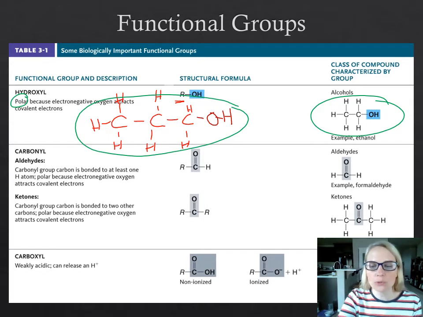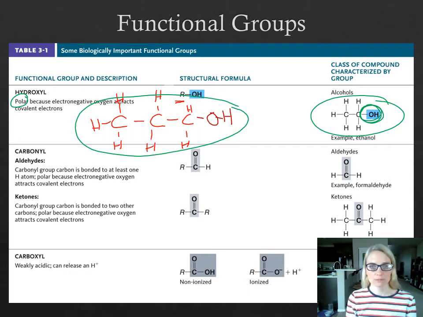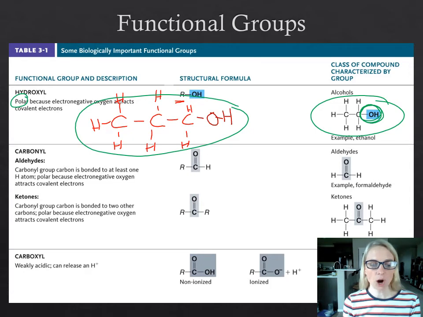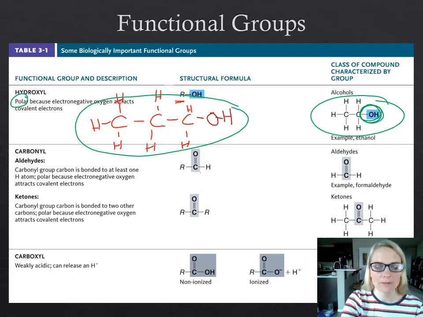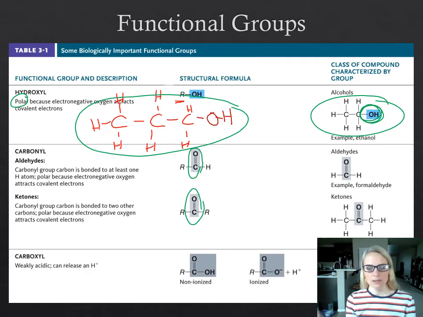All right, so the blue box right here, this is the hydroxyl group. It's just an OH added onto something. That's the R group. The next is called carbonyl. So a carbonyl is a carbon double bonded to an oxygen. So here we have a carbonyl group here and a carbonyl group here. There are 2 kinds, depending on if there's a hydrogen on one end or another carbon on one end.